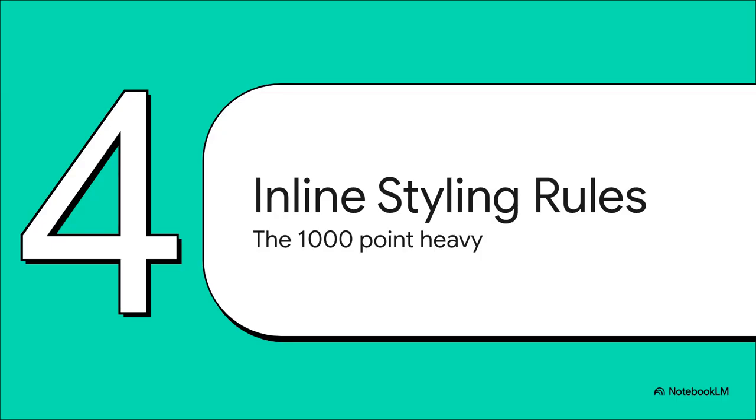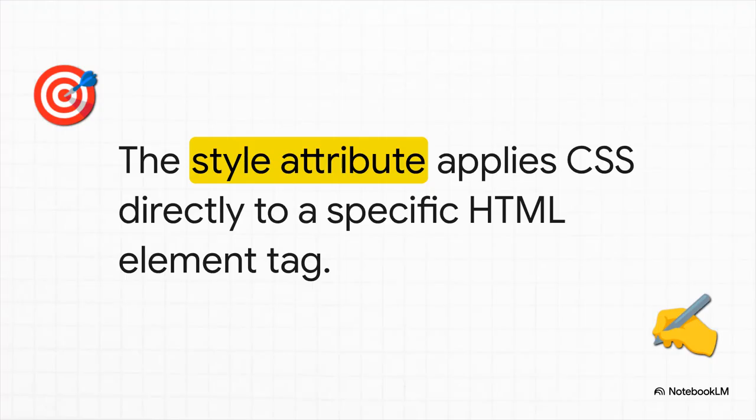Which brings us to Section 4, inline styling rules. So how do we actually write that 1,000-point inline style? The syntax is super straightforward. You apply the CSS directly inside the specific HTML element. Inside your tag, you just type style equals, and then drop your properties and values right there in quotes. In our example, we are telling this one specific paragraph to have blue text and a 20-pixel font size. It's incredibly targeted, and it literally only affects this single tag.